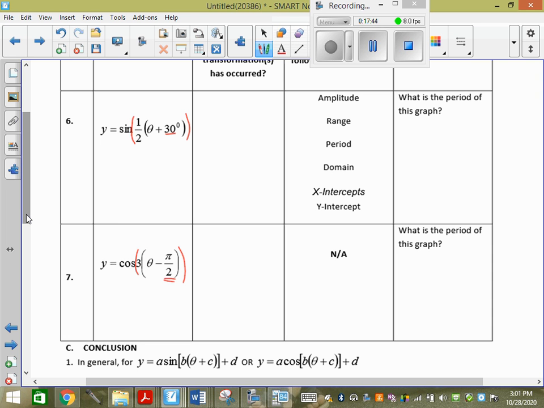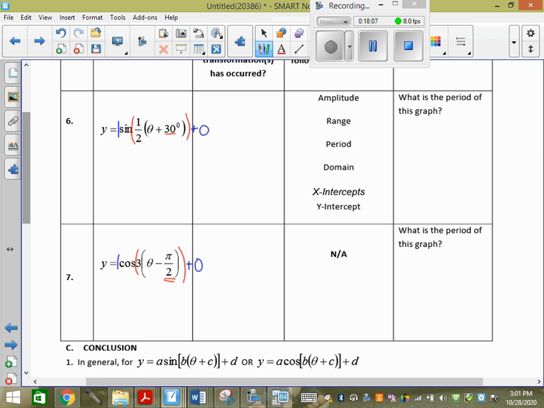Horizontal stretch, we have a B, period, right? I was filling in all my letters to make you feel better. So A is 1, B is already something, C is already something, D is 0. So if A and B don't have numbers, they're 1. If C and D don't have numbers, they're 0. Right?